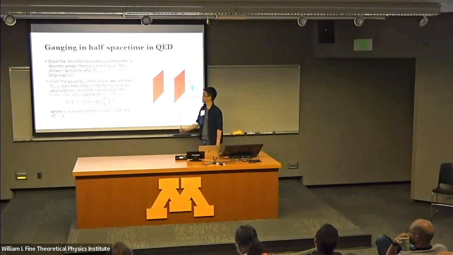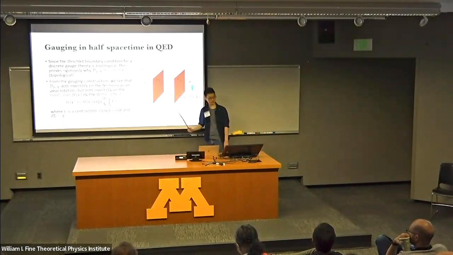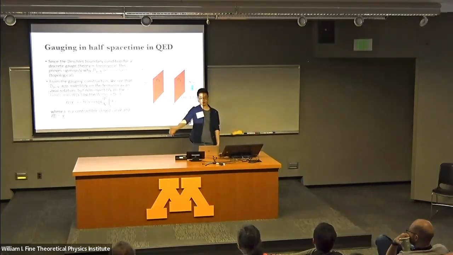For discrete gauge theory, the Dirichlet boundary condition is topological. So this defect is actually topological. And that's a rigorous proof of why the operator D is topological. I'm using the words operator and defect interchangeably because I'm always in Euclidean signature for a relativistic field theory.